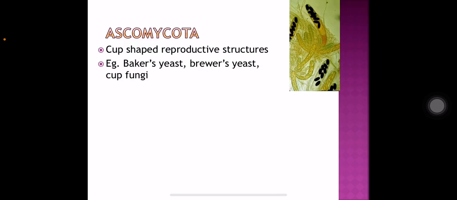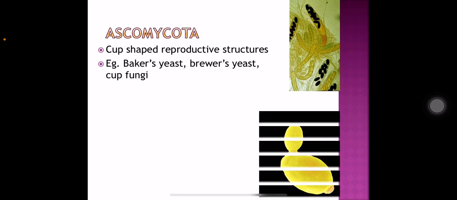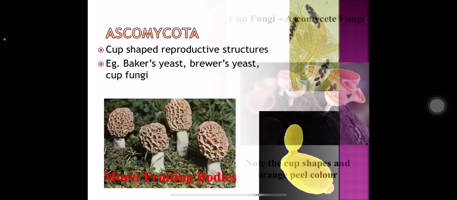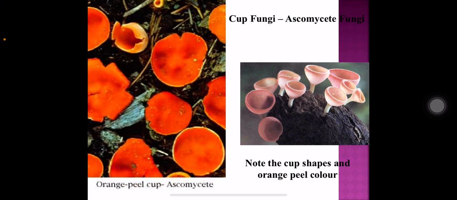The second category is Ascomycota. Ascus means cup. So they have cup-shaped reproductive structures, so they are known as Ascomycota. Examples: baker's yeast, brewer's yeast and cup fungi. There are some photographs of Ascomycota shown here. They have cup-shaped reproductive structures. These are cup fungi.